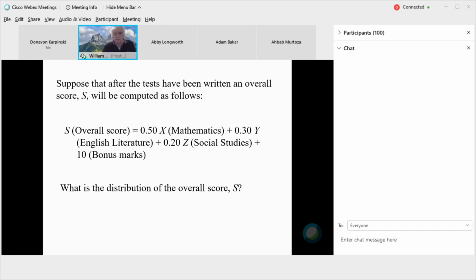Suppose we want an overall score. The score is going to weight the mathematics score by 0.5, the English literature score by 0.3, and the social science score by 0.20, and then we'll give it 10 bonus marks on top of the score. What is the distribution of the overall score? We know the distribution of X, Y, and Z. What's the distribution of the overall score?